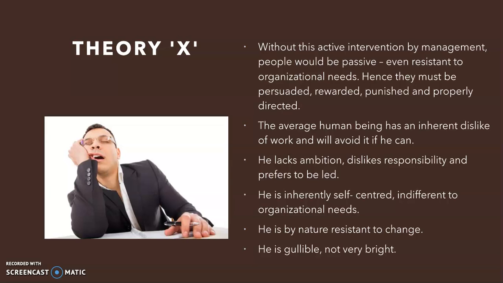So in theory X, Douglas McGregor summarizes the traditional view of management in a number of characteristic assumptions in which autocratic leadership style, close supervision and hierarchical principles are the key elements. And you will see that theory X is mostly seen in organizations. Before I explain a little more about theory Y, theory X also starts with the assumption that people are naturally lazy and will avoid work as much as they possibly can. Hence, it is required to make sure that everything is in flow.